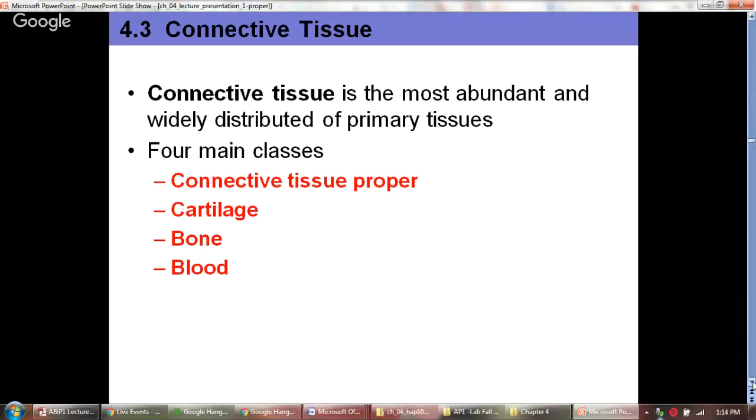The next important topic would be the connective tissues after the epithelial tissues. This is another major type of tissue in the body. Connective tissue is the most abundant and widely distributed of the primary tissues. There are four main classes: the connective tissue proper, cartilage, bone, and blood.